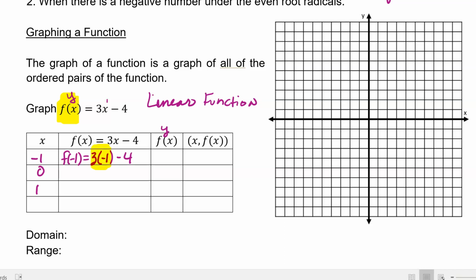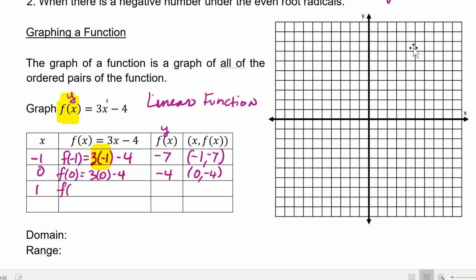And -3 minus 4 is -7. So your point is -1, -7. Next, if you plug in a 0, what do you get? F of 0 equals 3 times 0 minus 4, -4. So your point is 0, -4.